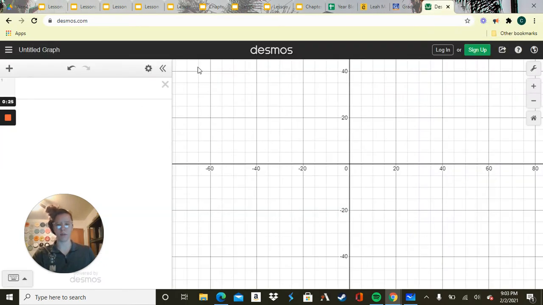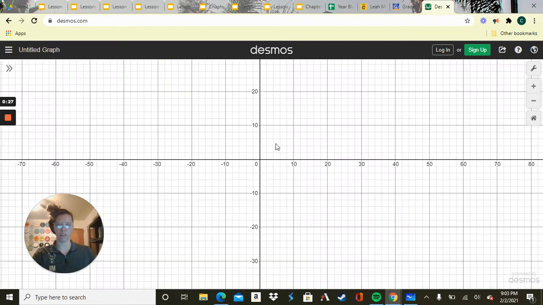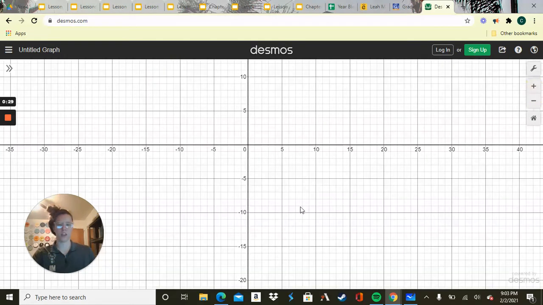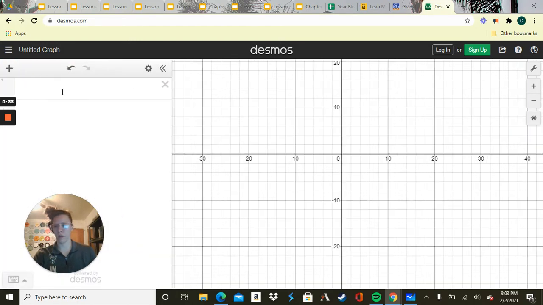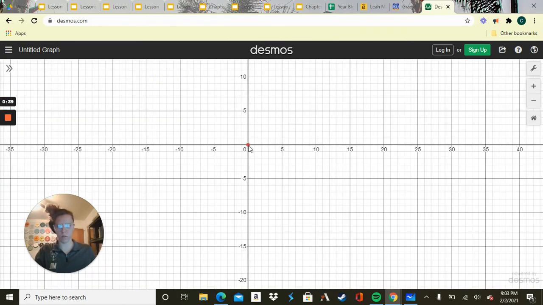So if we go to Desmos, this is the calculator I've been using with you guys, the graphing calculator. So (0, 0), which is right here, and we can even put a point there just so you can visualize it, is the origin. So the center of everything in the graph.